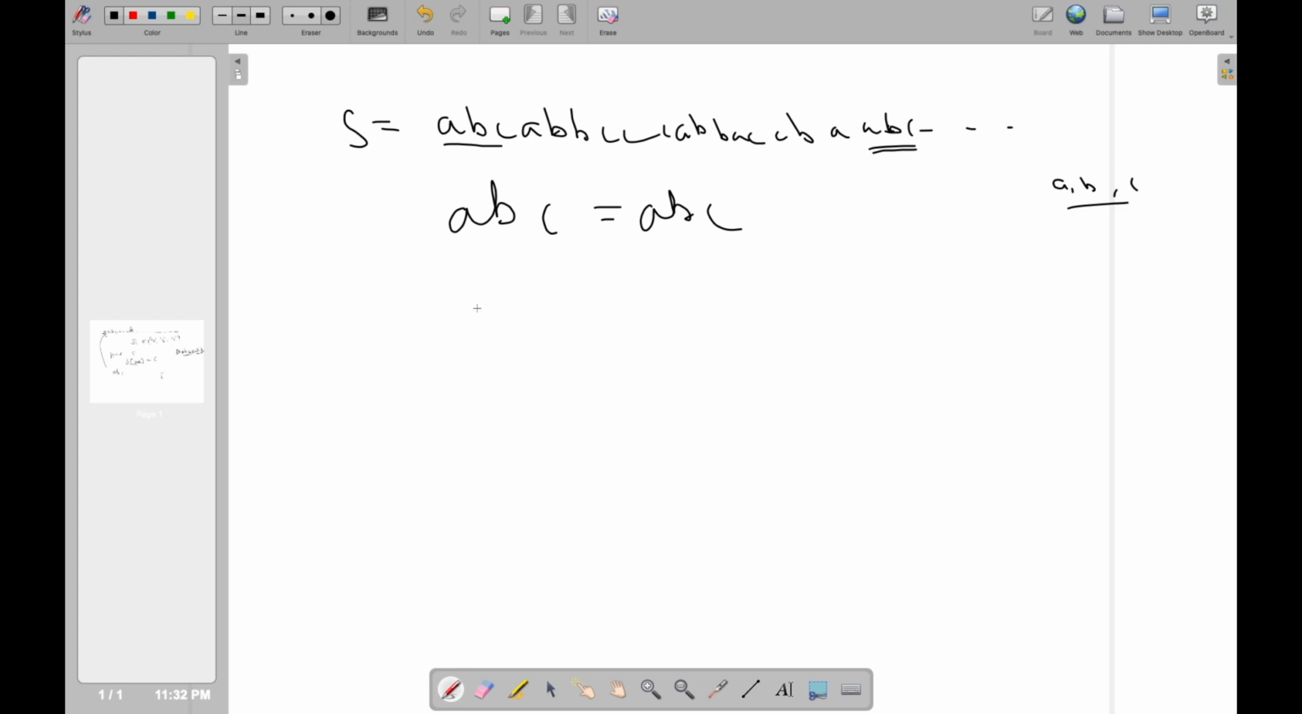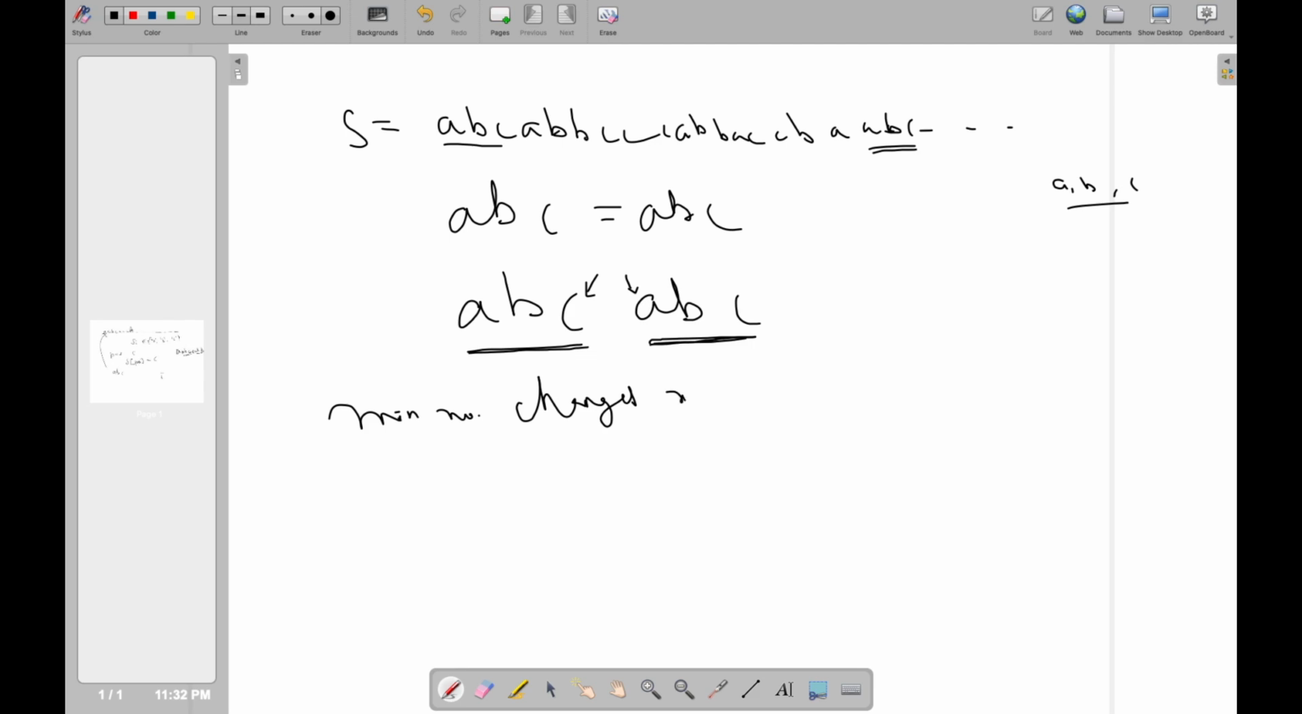And the reason for this is that, let's take this one occurrence, and then let's take another occurrence. As you can see, they cannot overlap with each other, because its first element, its last element and its first element are different. Since they can never overlap, that means that all these ABC substrings are independent of each other. So the minimum number of changes required is equal to the number of times ABC occurs.